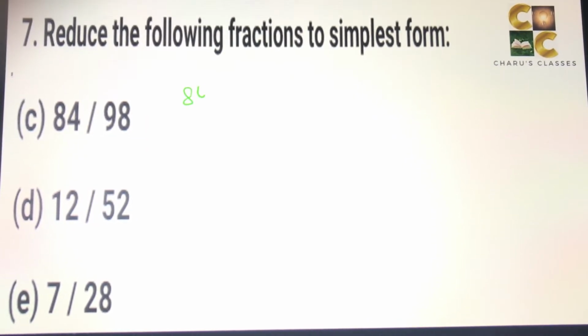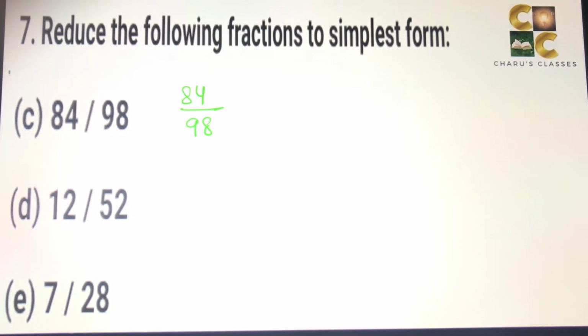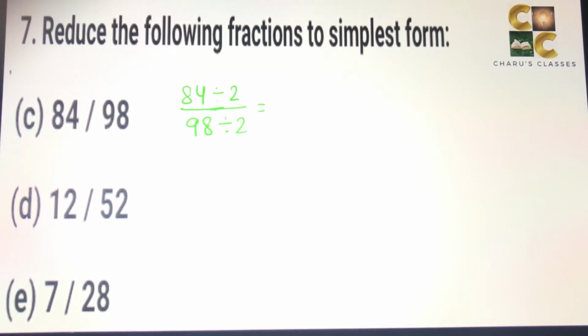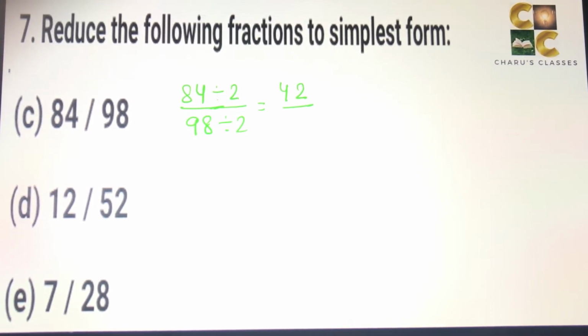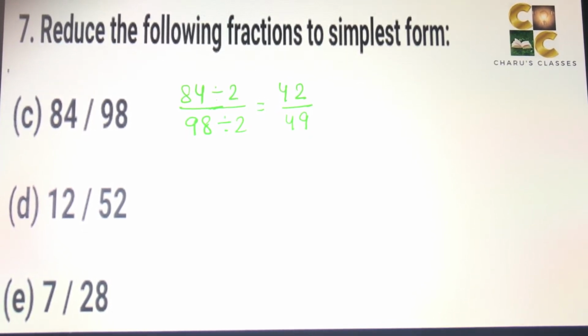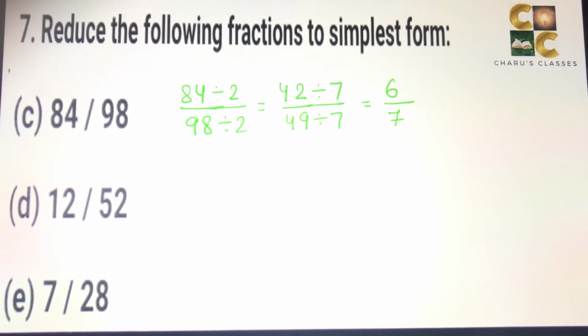C part, 84 by 98. So there is 84 and then there is 98. So let's divide them by 2, या फिर आप इन दोनों का HCF फाइंड आउट करके डायरेक्टली भी कर सकते हैं. So when you divide by 2, you will get 42 and you will get 49. अब 42 और 49 किस टेबल में एक साथ आते हैं? We know that in the table of 7. तो हम इन दोनों को 7 से डिवाइड करेंगे. 42 by 7 is 6 and 49 by 7 is 7. So here the simplified form is 6 by 7.